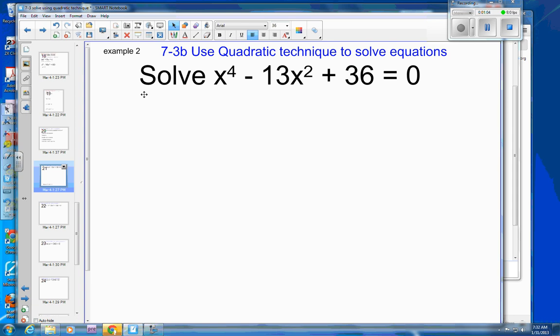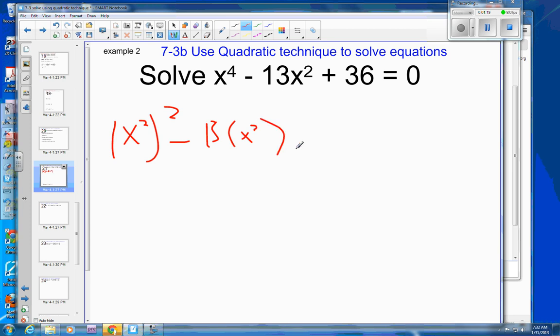We want to solve this one with a quadratic technique. So going back to our first video, we wrote this as x to the 4th minus 13x squared plus 36 equals 0. I like to always start with factoring to see if I can factor it, because if I can, that's going to be the fastest method. So I want two numbers that add to give me 13 and multiply to get me 36. And I know 4 times 9 is 36 and 4 plus 9 is 13.